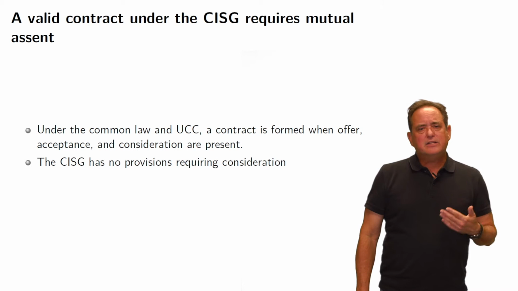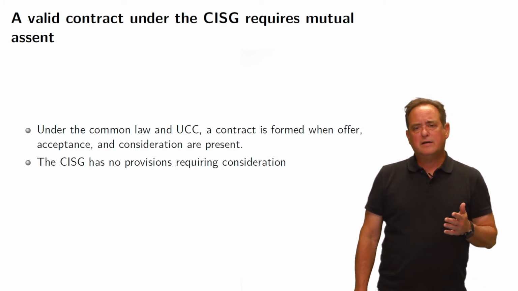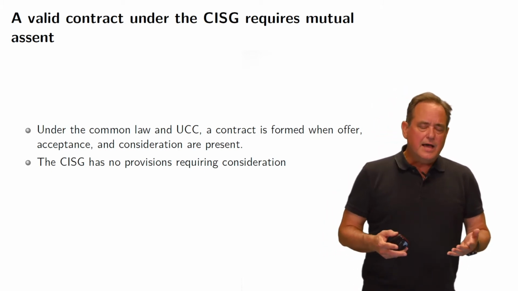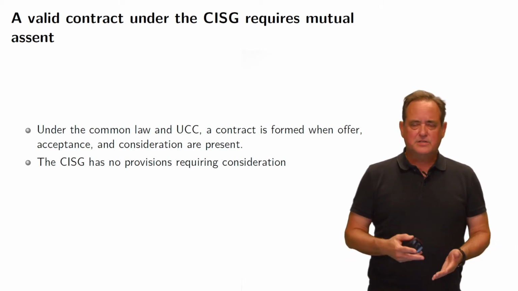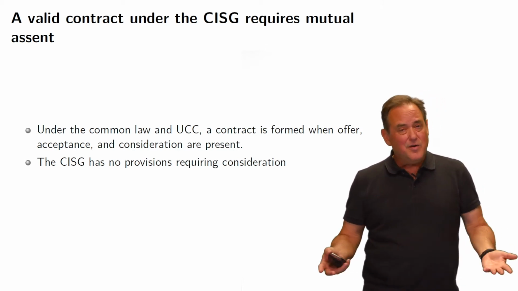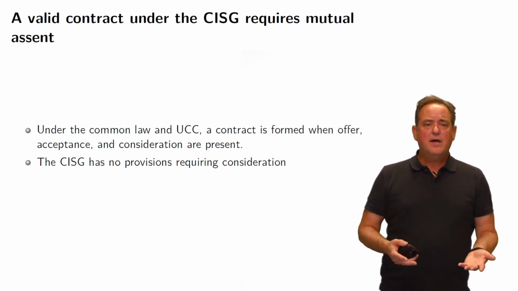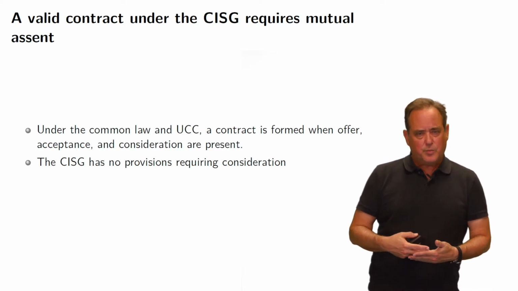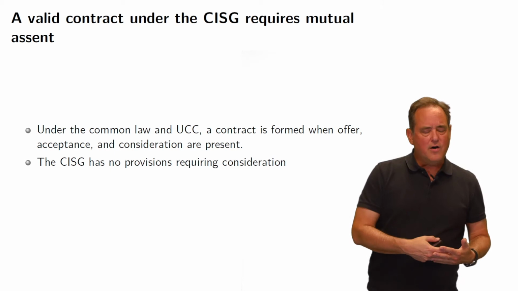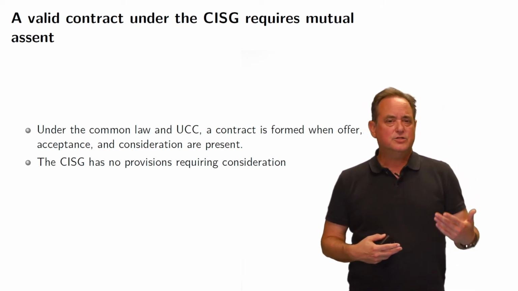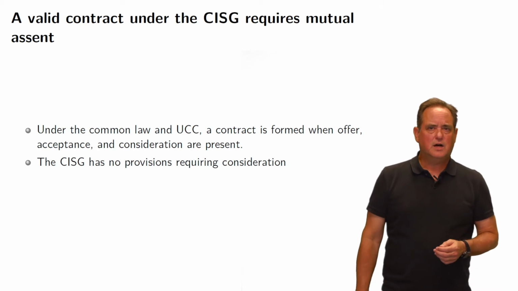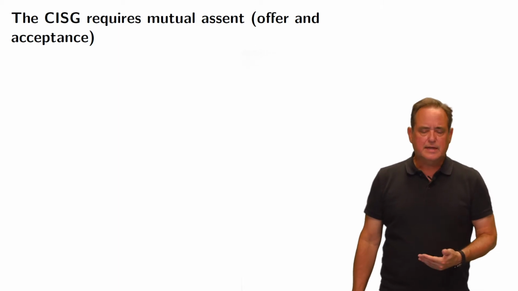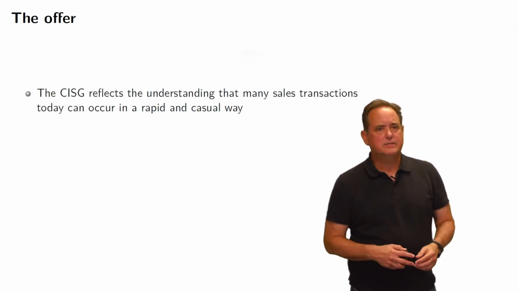The CISG has no rules requiring consideration. So for a valid contract under the CISG, you do not need to look for the presence of some value passing between the two. Now, ordinarily, there's going to be such a thing. However, if you have a contract where there is nothing of value and it's just an exchange of promises, as long as there is an offer and acceptance under the CISG, it is an enforceable contract. The CISG requires mutual assent, offer and acceptance.